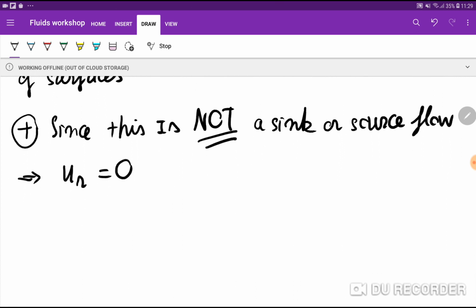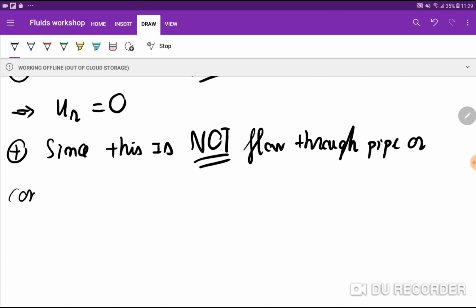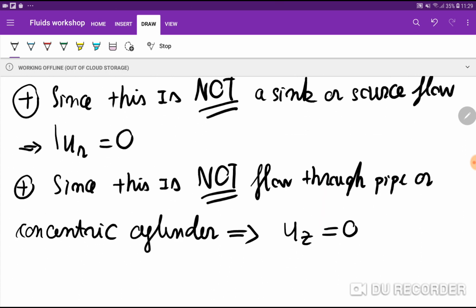The second thing we know is that this is not flow through a pipe or concentric cylinders. So since this is not flow through a pipe or concentric cylinder, you can say that the z component is zero. Okay, let me bracket it for y'all, like this.